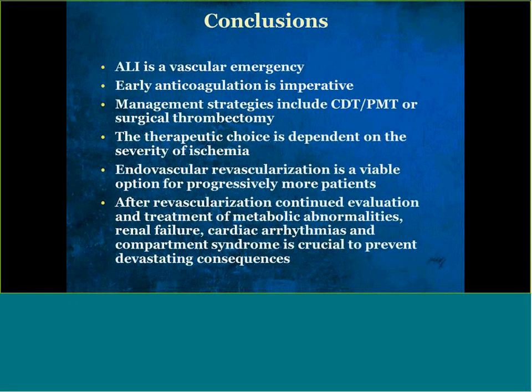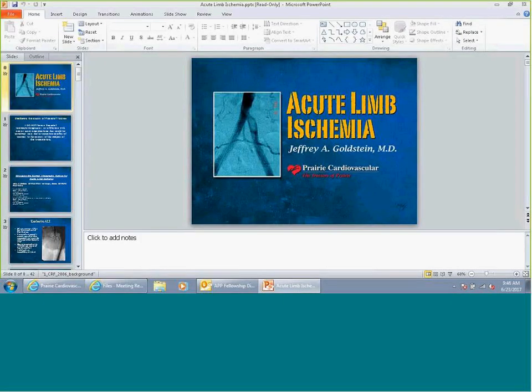Okay, so acute vascular emergency. First thing, heparin. Management: catheter-based percutaneous mechanical thrombectomy, thrombolysis, or surgical thrombectomy. Is that patient with AFib? It's probably depending on the severity of ischemia. And the cath lab is viable for some patients. And then with these patients, there are a lot of metabolic abnormalities that occur afterwards that patients need to be monitored for and treated.